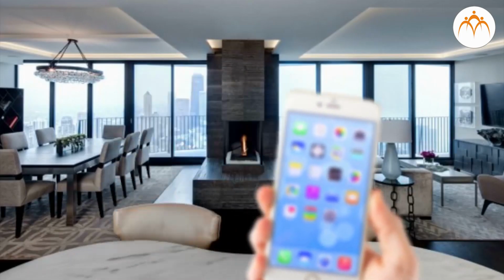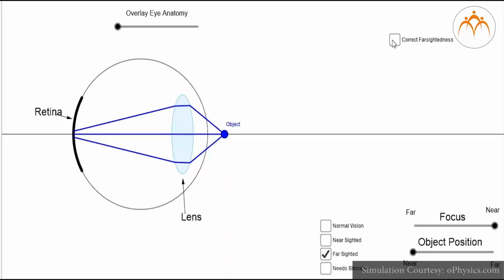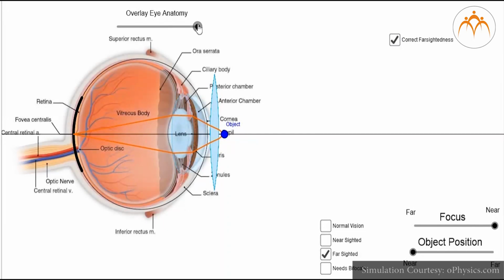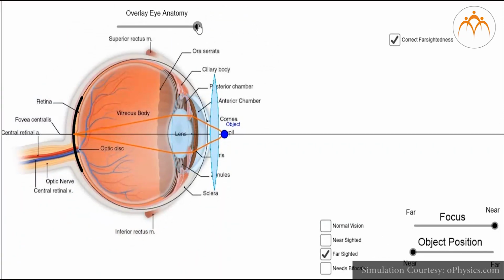This defect can be corrected by using a convex lens with proper focal length. This lens converges the incident rays before they reach the eye lens, and the eye lens then converges them to form the image on the retina. The focal length of a convex lens is positive, thus the spectacles used to correct farsightedness have positive power. The power of these lenses is different depending on the extent of farsightedness.